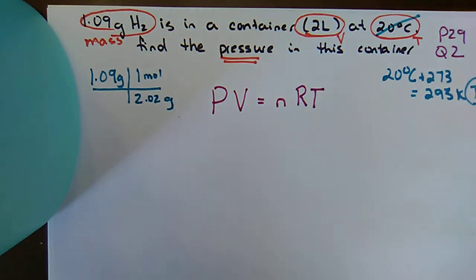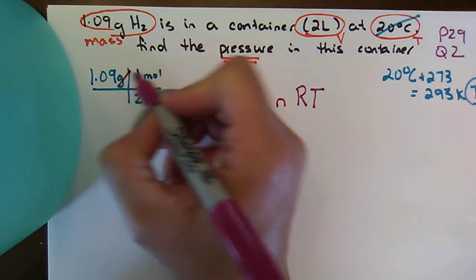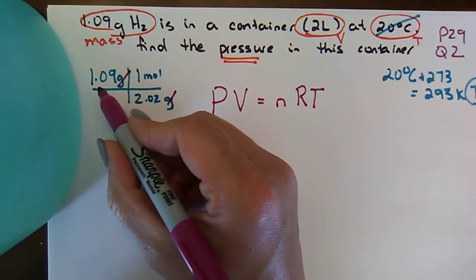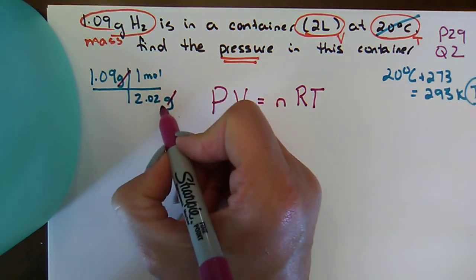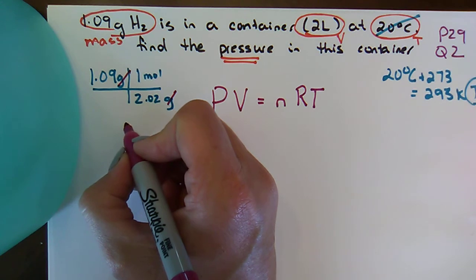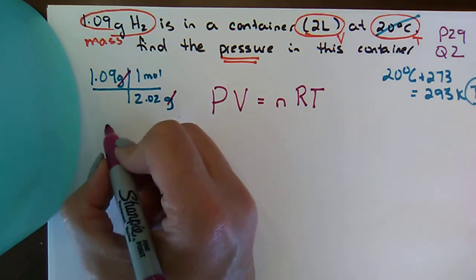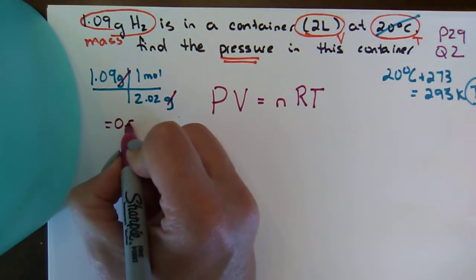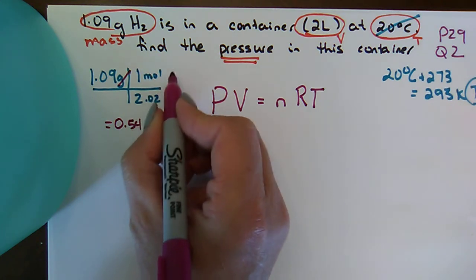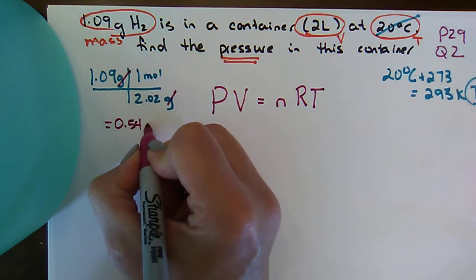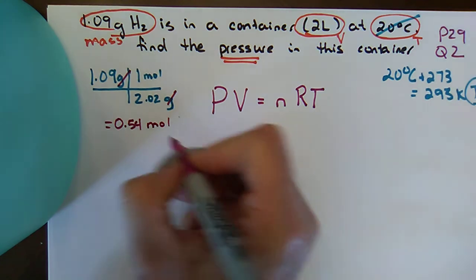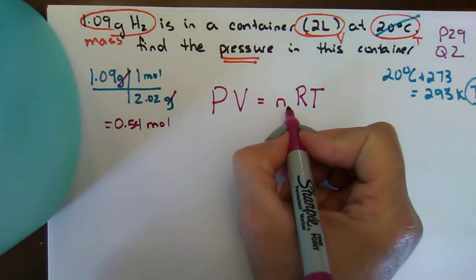Okay, grams on the top is going to cancel grams on the bottom. We're going to go 1.09 divided by 2.02, and that's going to give us an answer of 0.54. And since we have the units moles is the only one we haven't canceled, the units of moles is what this is going to come out into. So this is my n.